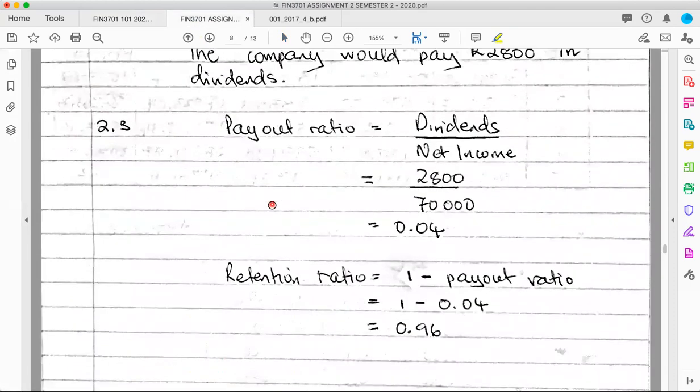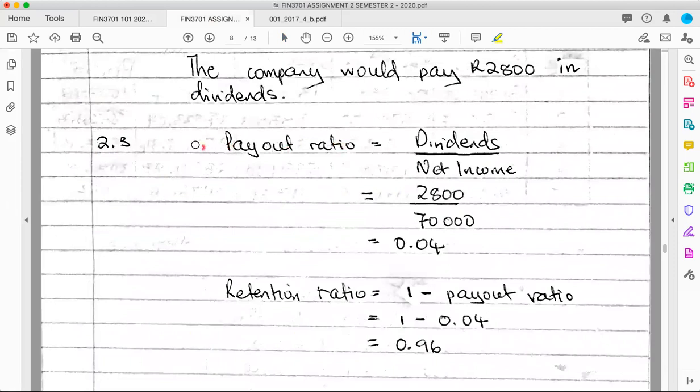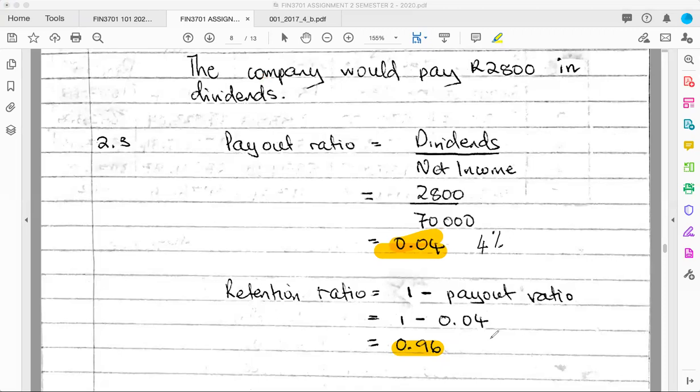These are just two very simple formulas. The payout ratio is the proportion of your net income you pay out as dividends. It's simply dividends over net income. We get 0.004. And then the retention ratio is simply 1 minus the payout ratio, which gives us 0.96. These two values, you can write them as percentages. You can write that your payout ratio is 4%. You might find from past solutions, they write these as percentages, or you can also write it as 96% for the retention ratio. Okay.